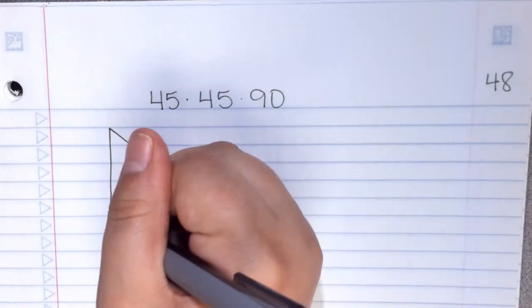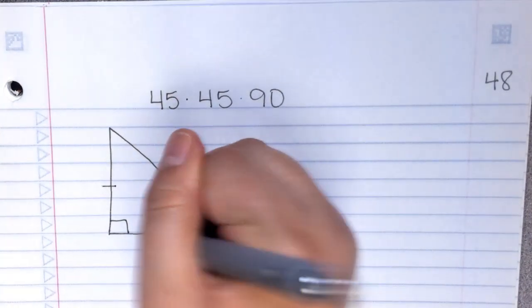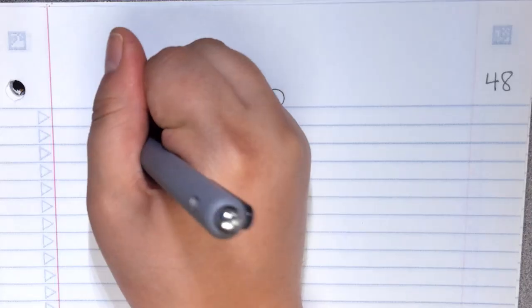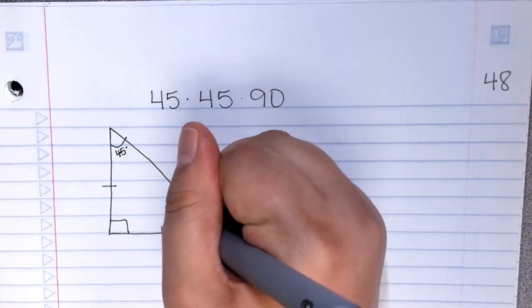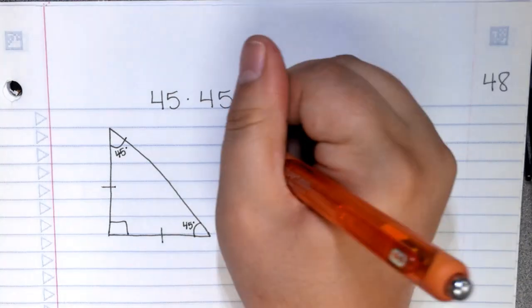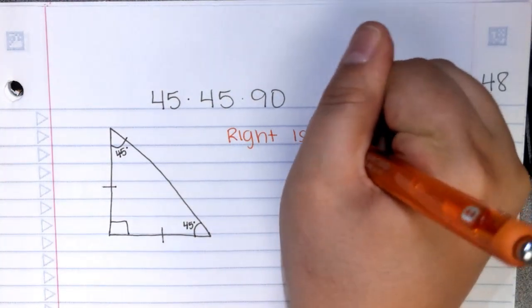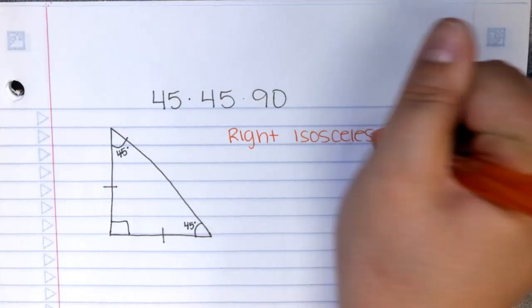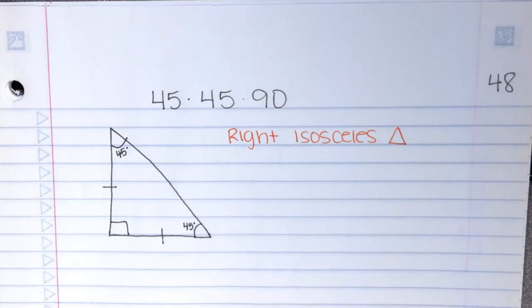First things first, what type of triangle did we say a 45, 45, 90 triangle was? So, I need you to add all of these things to this triangle. It is a right isosceles triangle. You're going to hear me say 45, 45, 90 a bunch. Know that I'm talking about a right isosceles triangle.